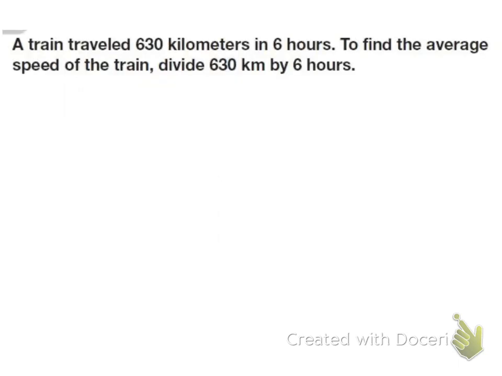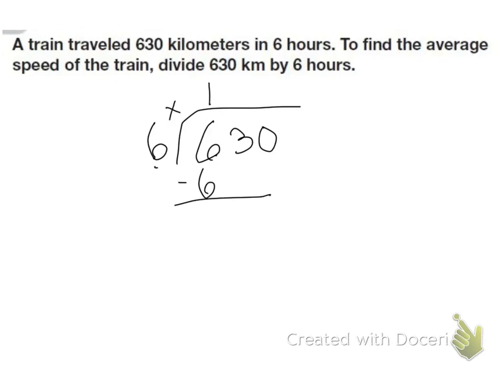Okay, all right. So here we have a train that traveled 630 kilometers in 6 hours. Find the average speed of the train. Divide 630 kilometers by 6 hours. So we're going to take 630 and divide it by 6. So 6 divided by 6 equals 1. 1 times 6 is 6. Subtract, I get a 0. Bring down the 3.